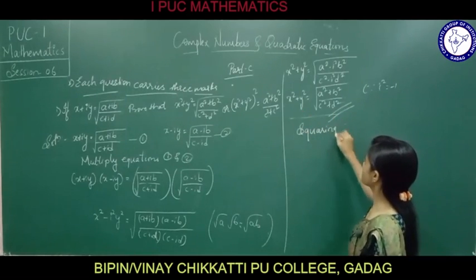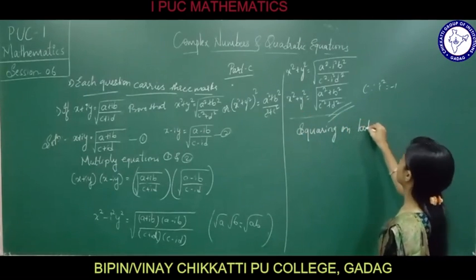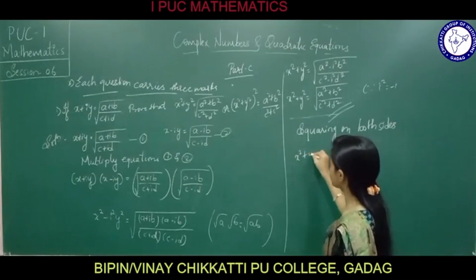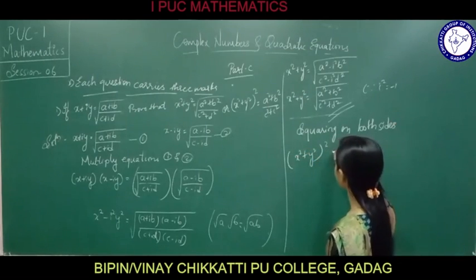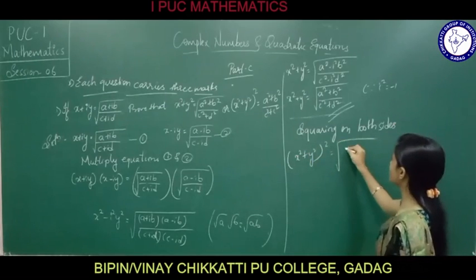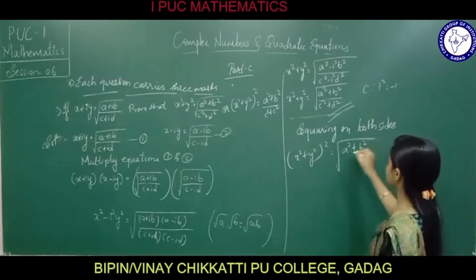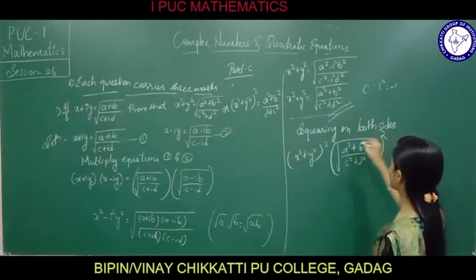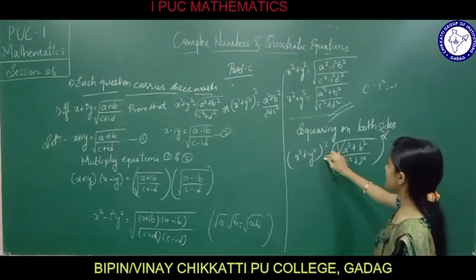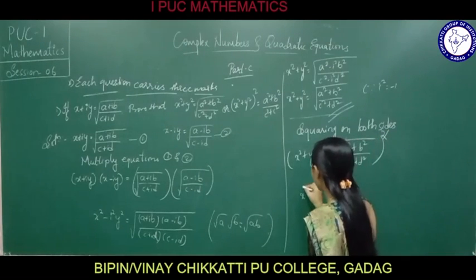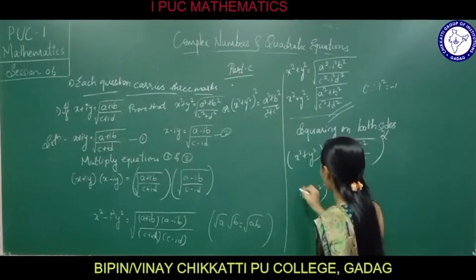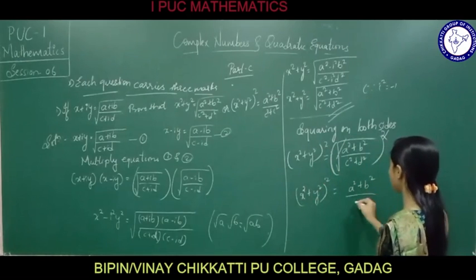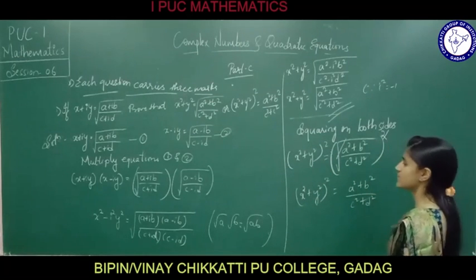Squaring on both sides. That is (x square plus y square) whole square will be equal to root of (a square plus b square) divided by (c square plus d square) whole square. Root and square is going to get cancelled. Then I am left with (x square plus y square) whole square is equals to (a square plus b square) divided by (c square plus d square).